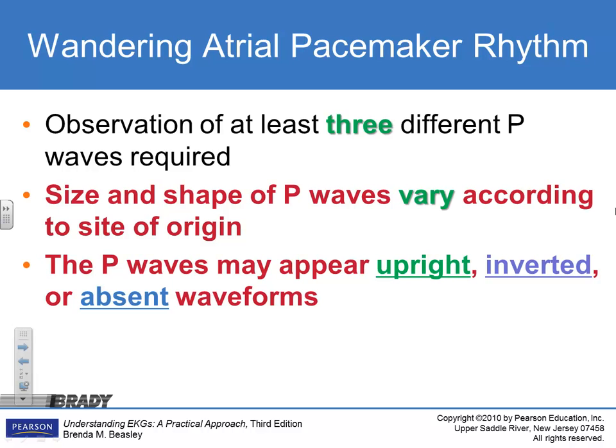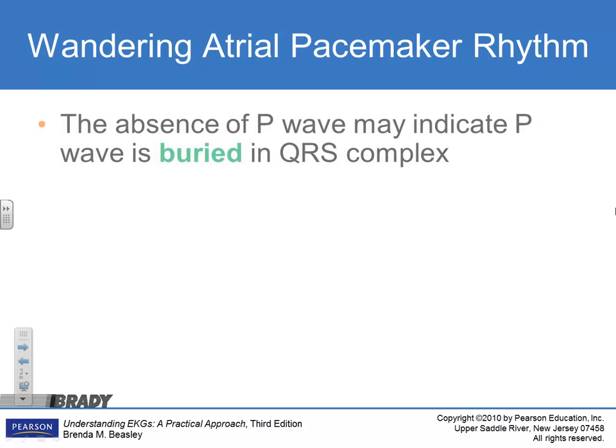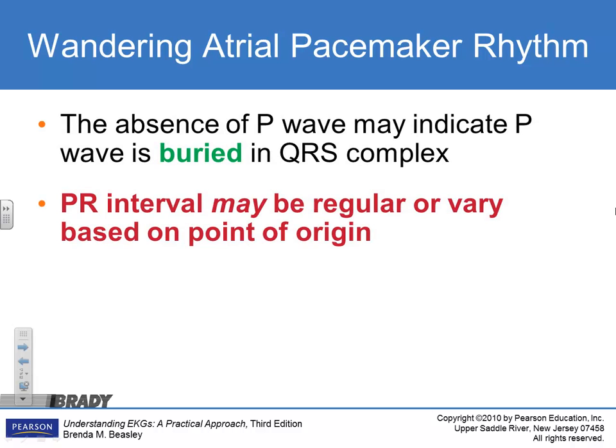Even if you have an absent P wave, that may mean that it's buried in the larger complex, which has more energy, so it buries it. You can't see it. Absent P wave means it's buried. So the PR interval may be normal or it may be abnormal. It may be elongated. It may be very close, depending on where the focus is. So don't be thrown off if it's a regular PR interval. You're looking for the shape of the P wave.